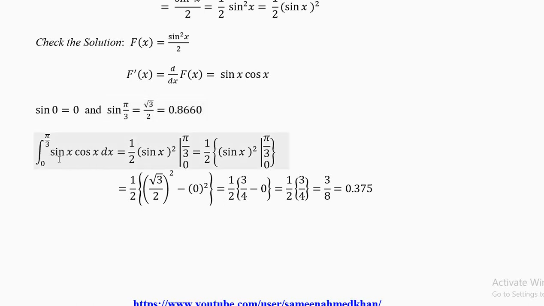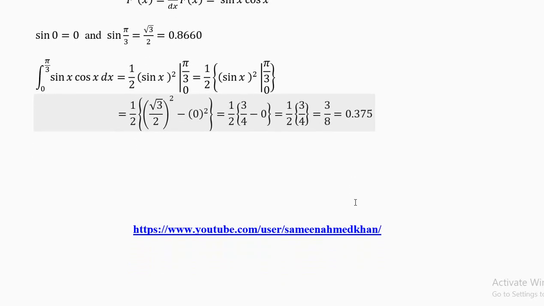Now integrate sin x cos x dx from 0 to pi by 3. Your integrand, without the numbers, is sin x whole square. Take the half outside the big bracket. Then 0 to pi by 3. Sin pi by 3 whole square is root 3 by 2 whole square, which is 3 by 4. And sin 0 is 0. 3 by 4 minus 0 is 3 by 4. Half into 3 by 4 is 3 by 8 equal to 0.375. So this is your integral.